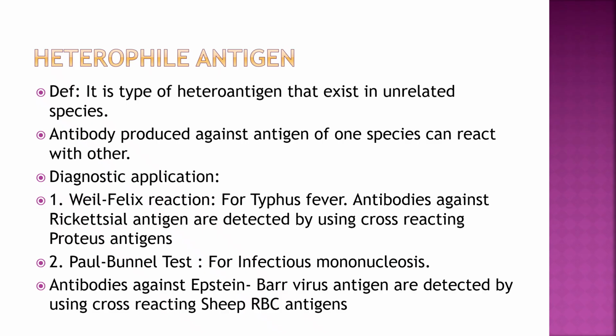Then the second test is the Paul-Bunnell test. This is used for the diagnosis of infectious mononucleosis. In this, antibodies against Epstein-Barr virus, which causes the disease infectious mononucleosis, are detected by using cross-reacting sheep RBC antigens. So these are two examples of heterophile antigen.